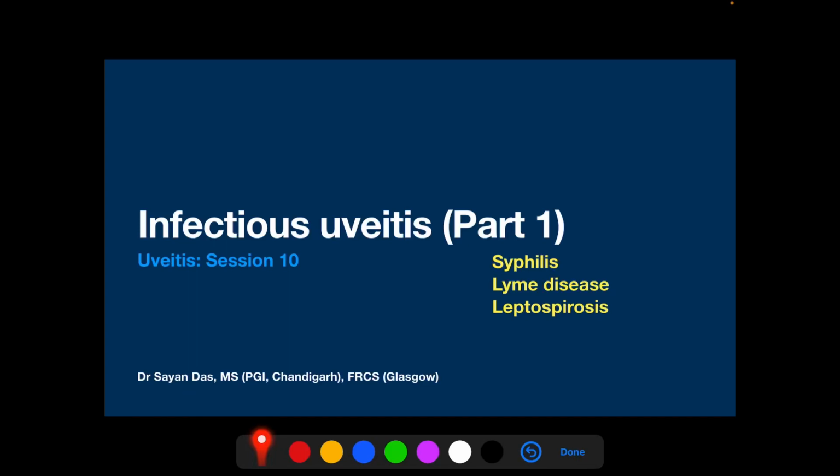Welcome. In this session, we are going to start our discussion of infectious uveitis, and we are going to talk about syphilis, a spirochetal infection which is a great masquerader of any possible form of uveitis and should be considered in almost all uveitis presentations. We'll also be discussing in this session two other spirochetal diseases, Lyme disease and Leptospirosis.